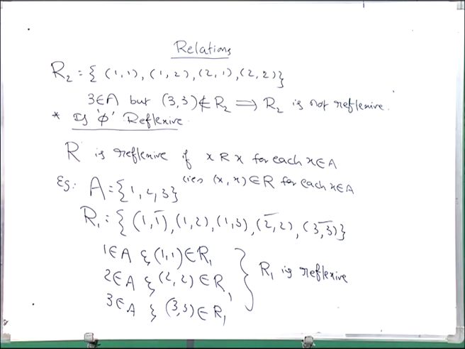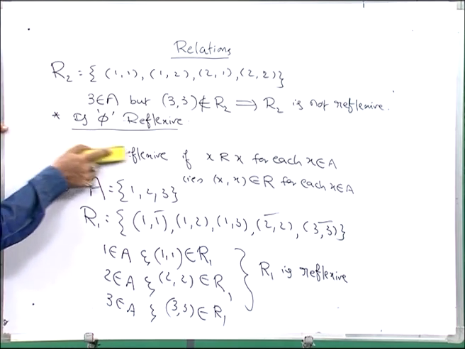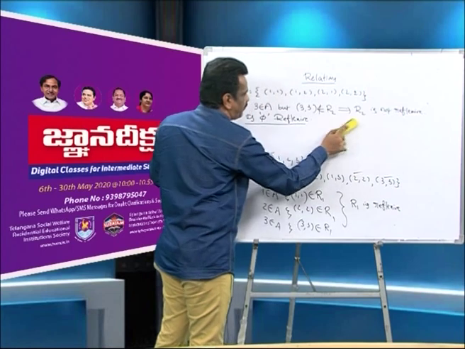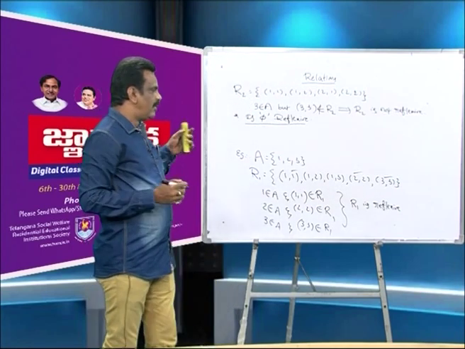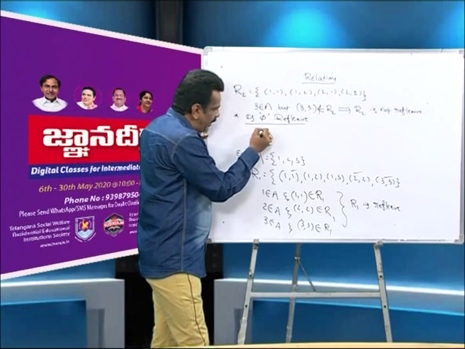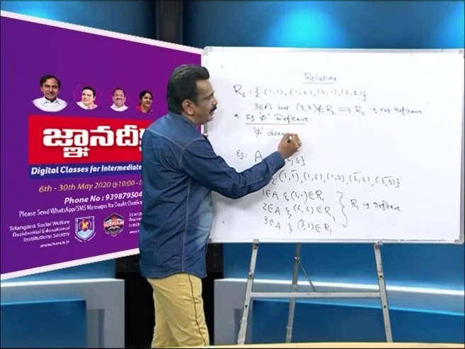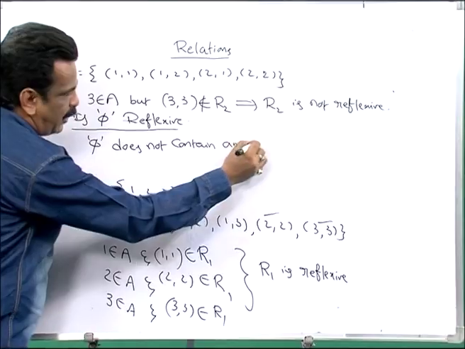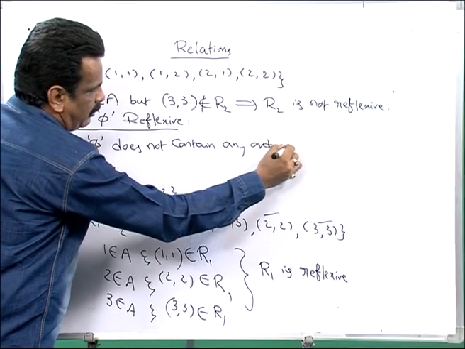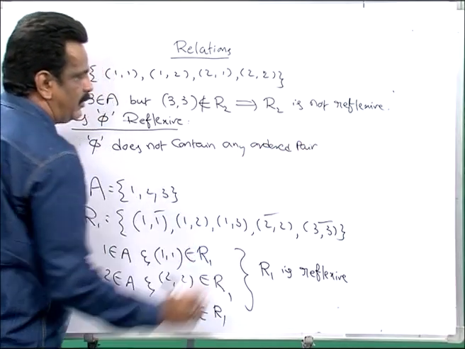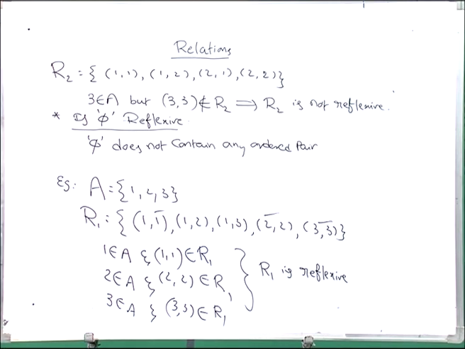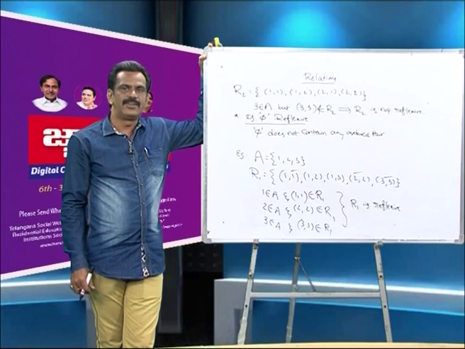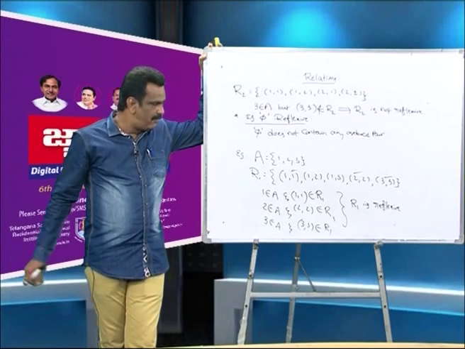So if phi is reflexive, it must have the same property. Let us check whether phi is reflexive or not. For that, first of all, phi doesn't contain any ordered pair. That we must remember. So, we are discussing whether the relation is reflexive or not. You must identify the reflexive property in the relation phi.